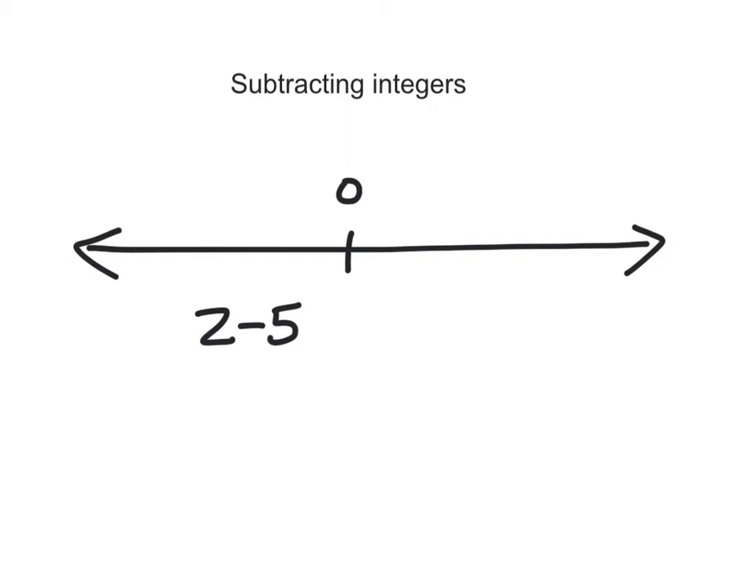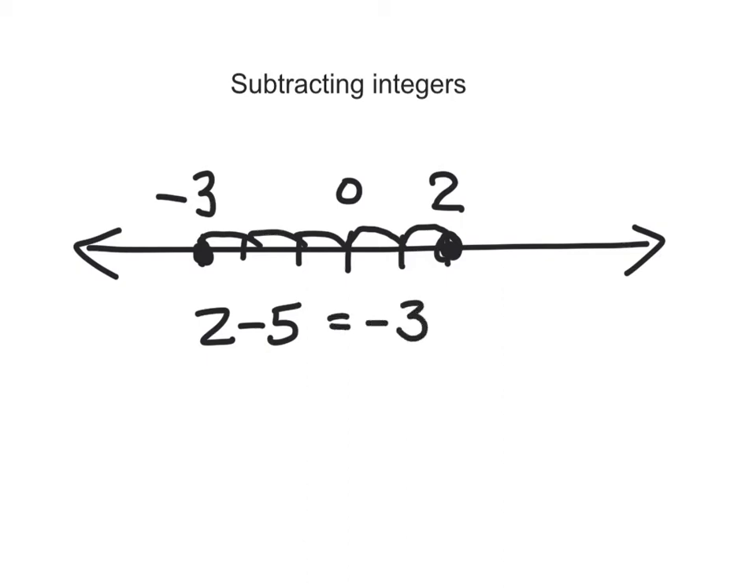So here we have the expression 2 minus 5. So we're subtracting two integers. Now, if I do this on the number line, the number 2 is right here, 2 units to the right of 0. If I minus 5, that means I'm going to the left 5. So 1, 2 gets me back to 0. Then 3, 4, 5 puts me at negative 3 on the number line. So the answer to this expression would equal negative 3.